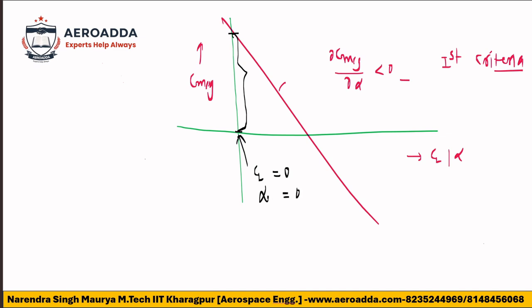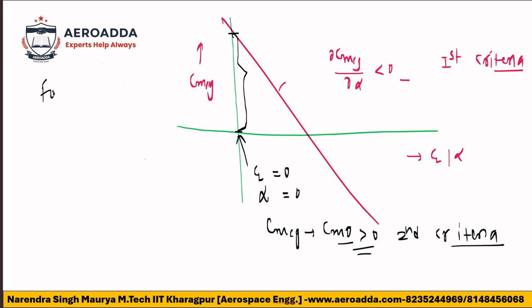So here, if you see it, then what will you get? You will get the value of Cm CG where alpha W is 0 or CLW is 0. So this Cm CG will be replaced by Cm naught. This you had seen, correct? Based on this, you got that this Cm naught will always be positive. This was the second criteria for stability.